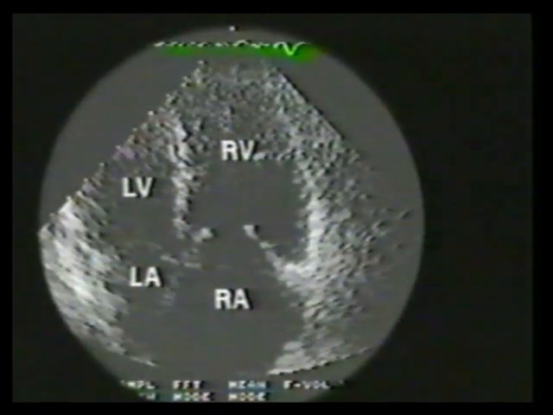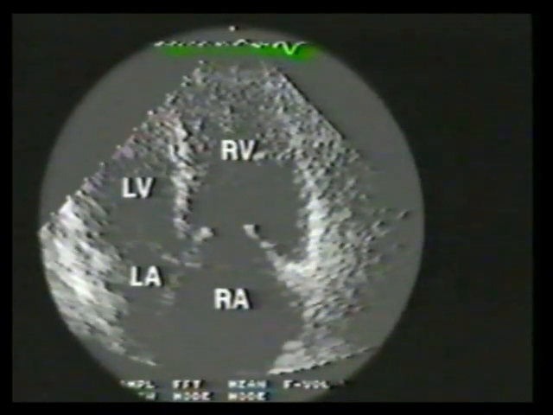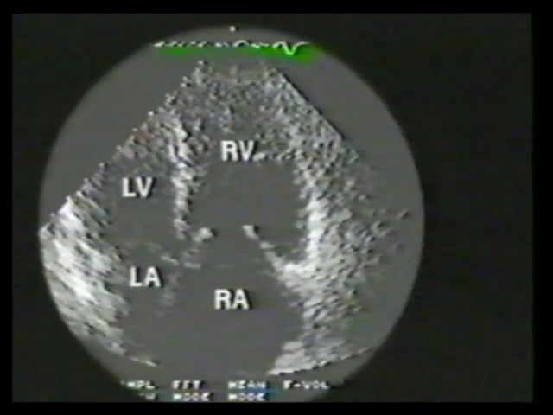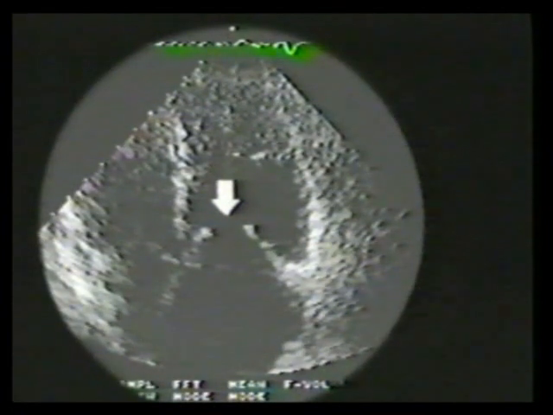This 72-year-old female had an ileal carcinoid tumor metastatic to the liver. Her tricuspid valve has an appearance that is classic for carcinoid involvement. The leaflets are thickened, short, and retracted. In real time, you will see that the valve is fixed in a semi-open position.